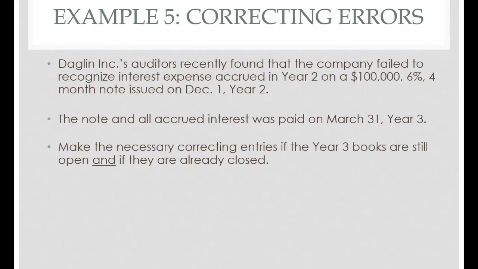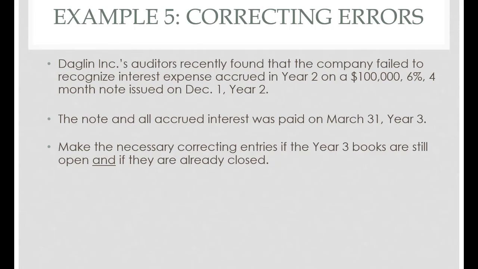The audit recently found that the company missed some interest expense in year 2. So we had this $100,000, 6%, 4-month short-term note. It was issued on December 1. It's going to be paid at the end of March. And we did not record anything on December 31st of year 2. We should have, because a month's worth of interest had accrued, but we didn't. Instead, we just got to March 31st and we recorded all the accrued interest and paid the cash, and we were done. So we want to know what journal entries would we need to make if the year 3 books are open and if the year 3 books are closed.